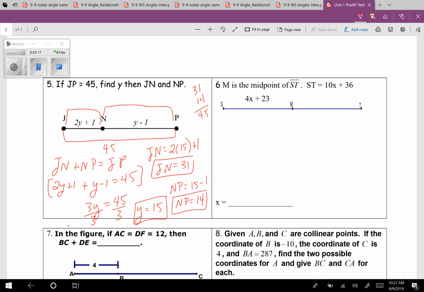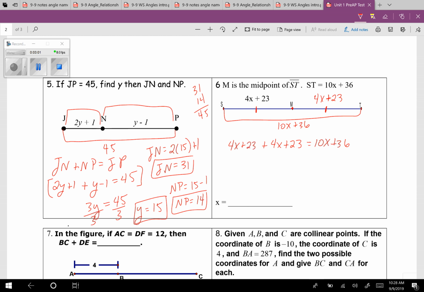Okay, the next one, number 6, it says M is the midpoint of segment ST. So SM and MT are congruent. So if this is 4x plus 23 here, I know that this is also 4x plus 23. Okay, and then it tells us ST, so the whole line is 10x plus 36. So now it says that we need to find x. We have to solve for x. So basically, I know 4x plus 23 plus this 4x plus 23 is equal to this 10x plus 36.